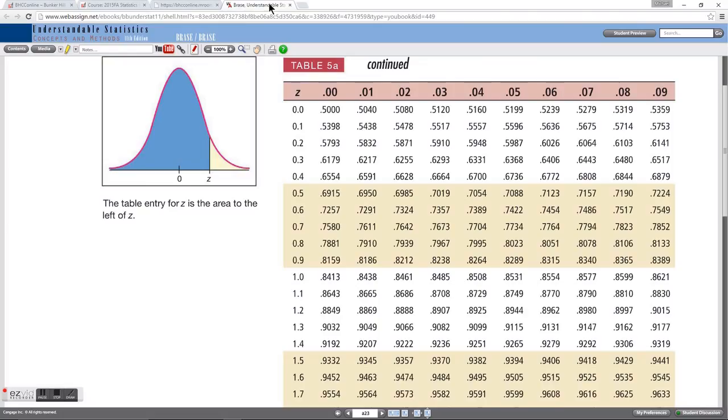Going back to my table, I'm going to try to find an area of 0.8 or 0.8000. Scanning through my table, I see that the closest value I can find is 0.7995. That's the area to the left of z equals 0.84.